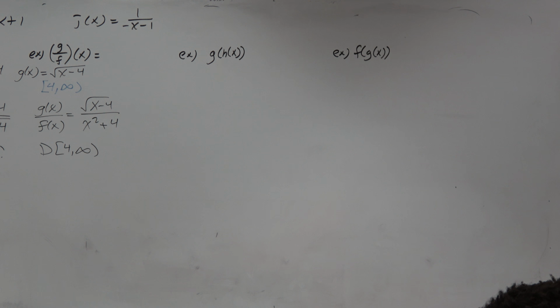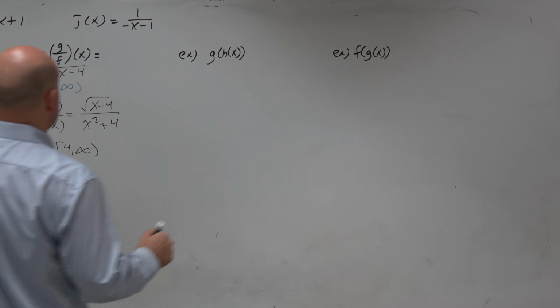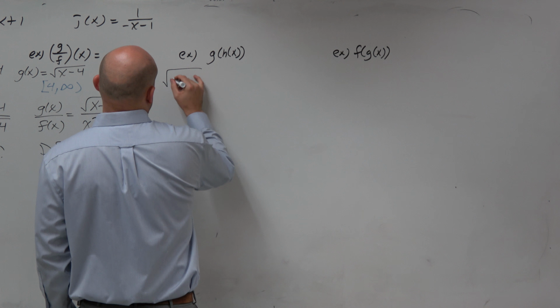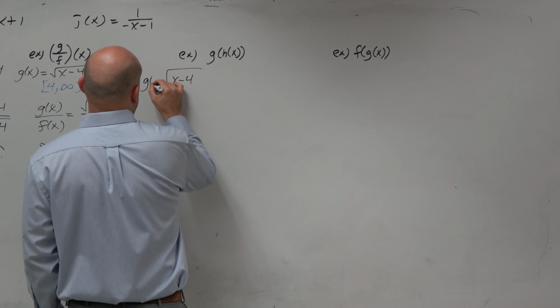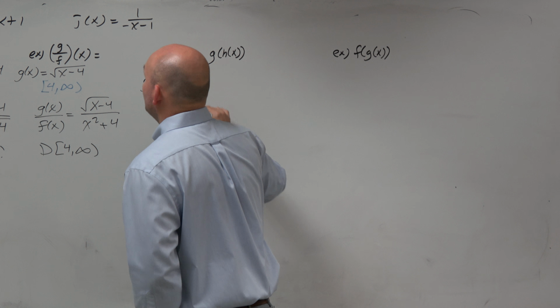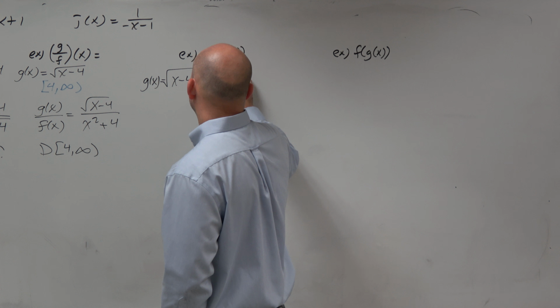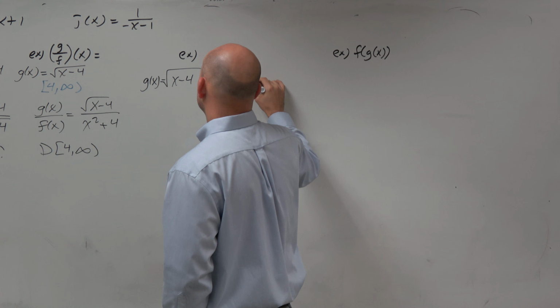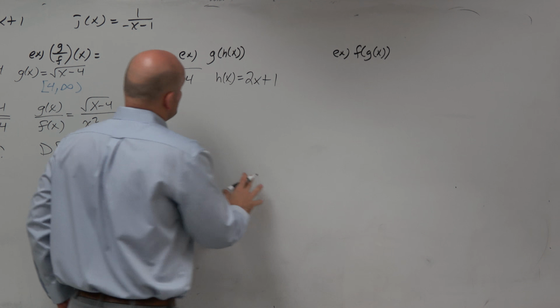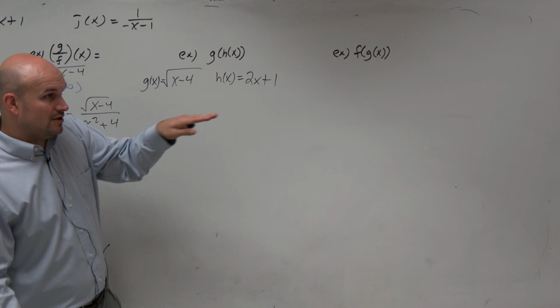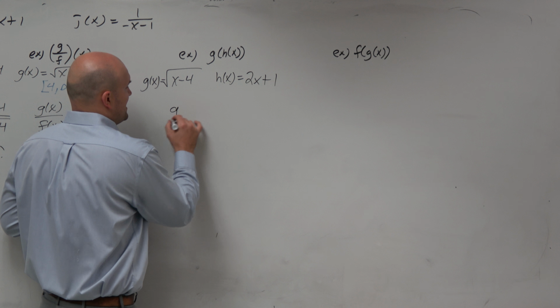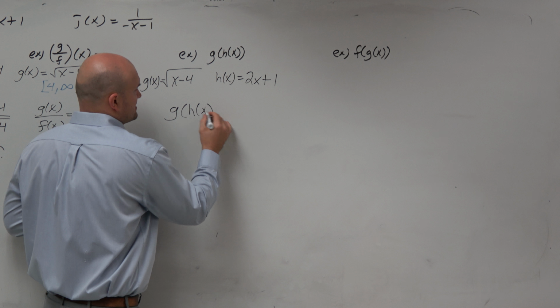So we have g of h of x. g of x in this case is going to be the square root of x minus 4, and h of x is equal to 2x plus 1. So what this is saying, or looking up there, this is g of h of x.